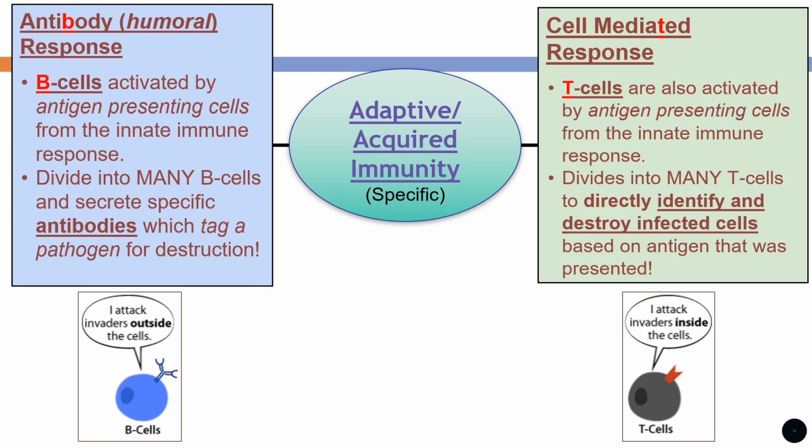So remember, the innate immune response is happening first, right? This is our shorter term, whereas the adaptive acquired immunity is our longer term response. At this point, we are going to create many T cells, and these are going to directly identify and destroy the infected cells based on the antigen that was attached at the previous step.